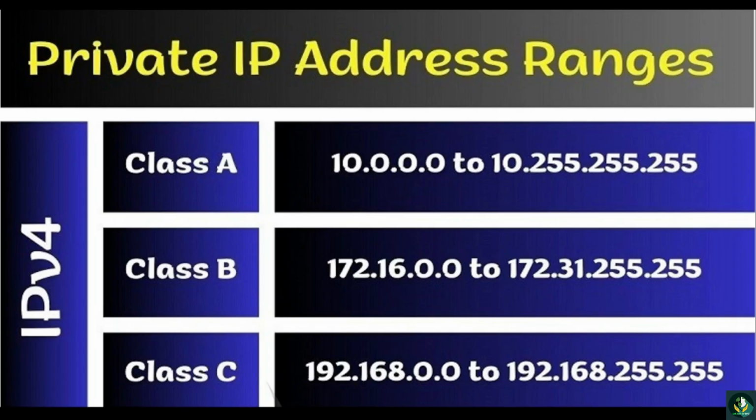Next we have the private IP address ranges. These are all private IP address ranges. Private IP addresses work only in the internal network, like a local area network. What's the use of private IP addresses? They help in conserving public IP address space, and they add an extra layer of security to the internal network. So guys, let's see how we can check the IP address.